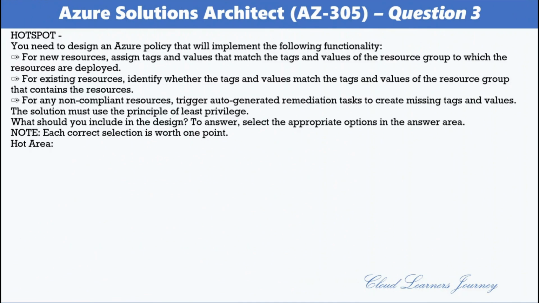Next, question number 3. You need to design an Azure policy that will implement the following functionality. For new resources, assign tags and values that match the tags and values of the resource group to which the resources are deployed. For existing resources, identify whether the tags and values match the tags and values of the resource groups that contain the resources. For any non-compliant resources, trigger auto-generated remediation tasks to create missing tags and values. The solution must use the principle of least privilege. What should you include in the design?